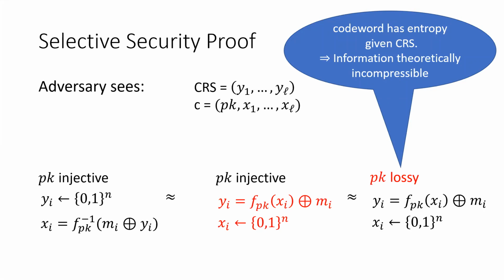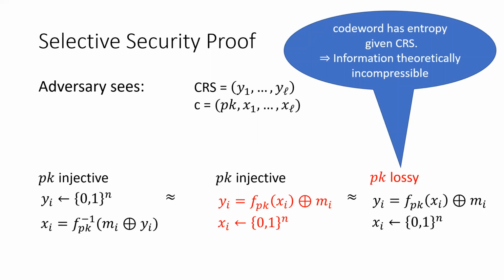Therefore, in this distribution, the adversary, even an unbounded adversary, could not compress the code word. And therefore, in the original distribution, the adversary also cannot compress the code word, otherwise he could distinguish. That's the entire proof.